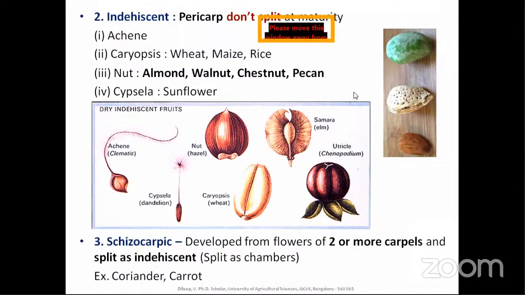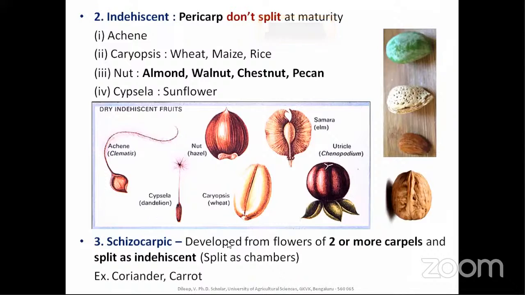In indehiscent fruit, there is a demarcation, but it does not split. So this is called indehiscent fruit. We can also see the walnut; only when you break it will it split open into two parts. And the third one, the schizocarpic fruit, is the fruit developed from two or more carpels. It splits as indehiscent, that means it splits into chambers. Examples are coriander and carrot.